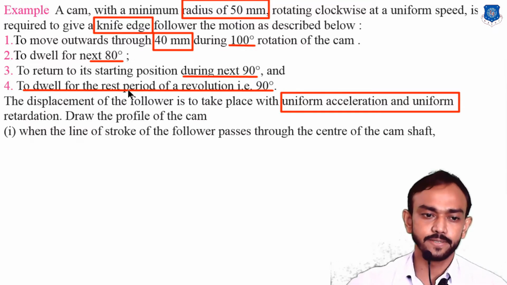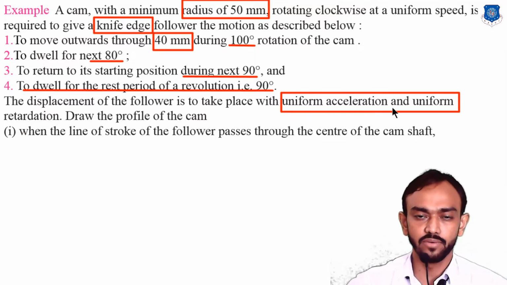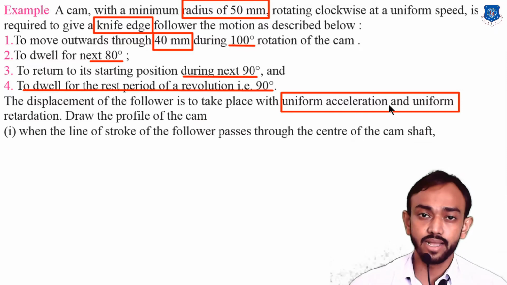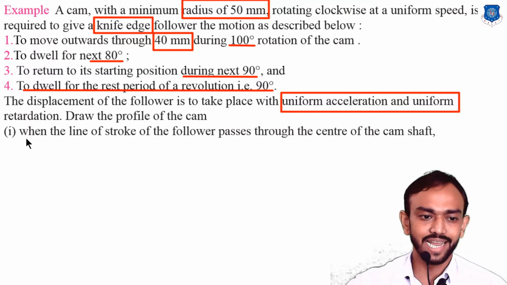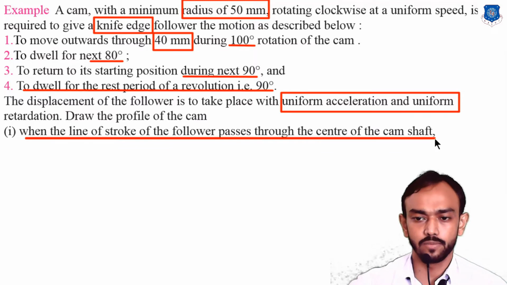In this case, rise and return have the same diagram, uniform acceleration. But in some examples, rise is with uniform velocity and return with simple harmonic, and sometimes rise is with uniform acceleration and return with simple harmonic. This type of combination can be asked for rise and return. And the line of stroke of the follower passes through the center of the cam.